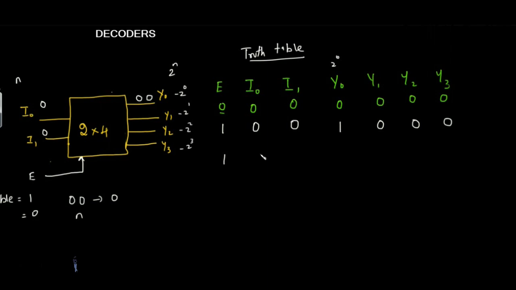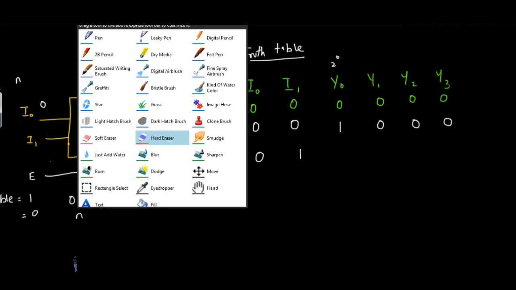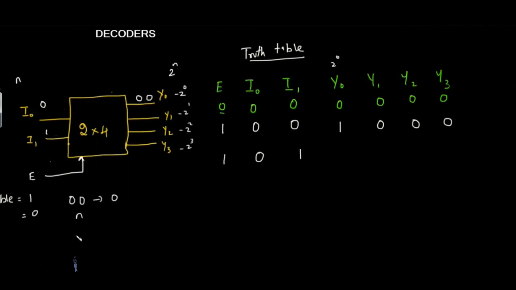In the third case, E is set to 1, enabled, and the 0, 1 combination is given to the inputs. Just a minute, I'll erase this. 0, 1 in terms of binary is nothing but 1. So n is equal to 1, and 2 to the power n output lines are here. So 2 power 1 corresponds to the line Y1. The line Y1 will now be enabled, giving 0 1 0 0.